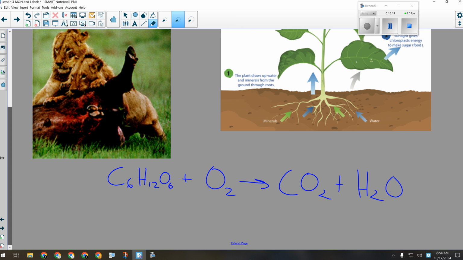So this carbon cycle, or these two chemical reactions, which are the reverse of each other, are the basis for all organisms to survive. But how you get your glucose is your mode of nutrition. So, the first mode of nutrition.